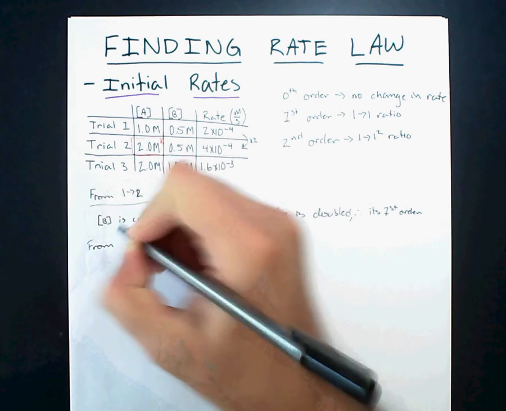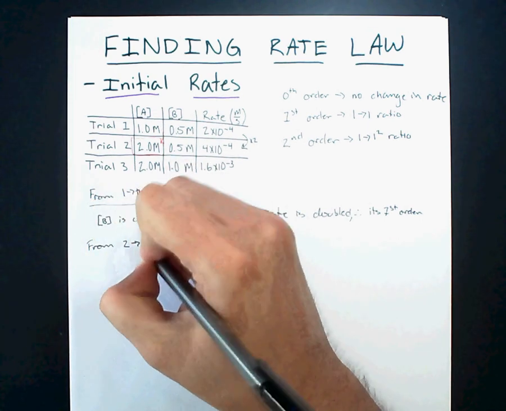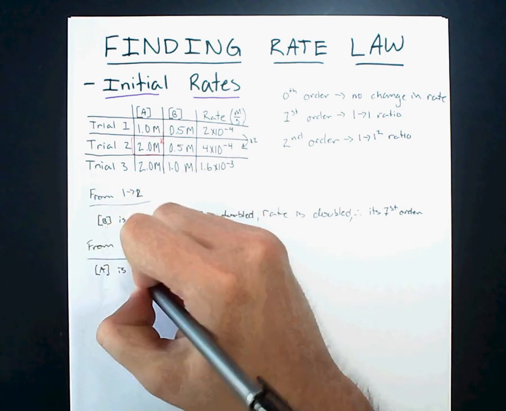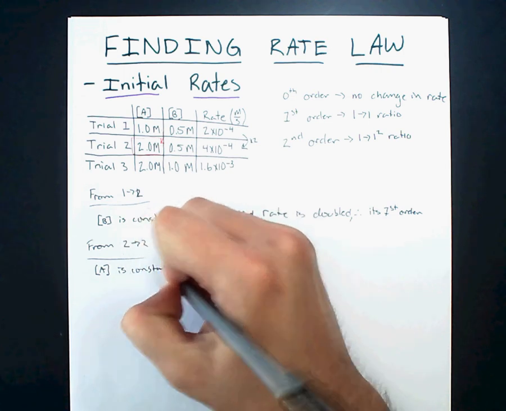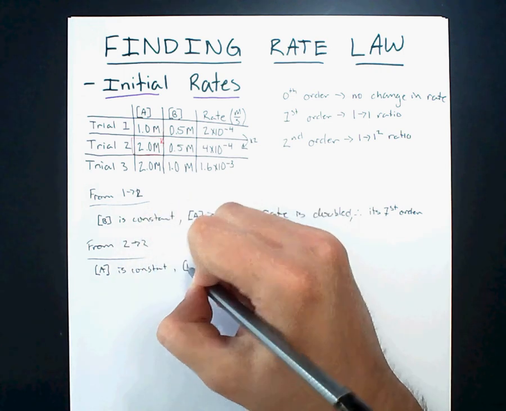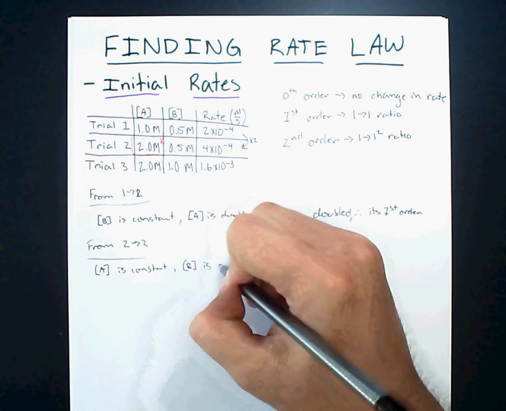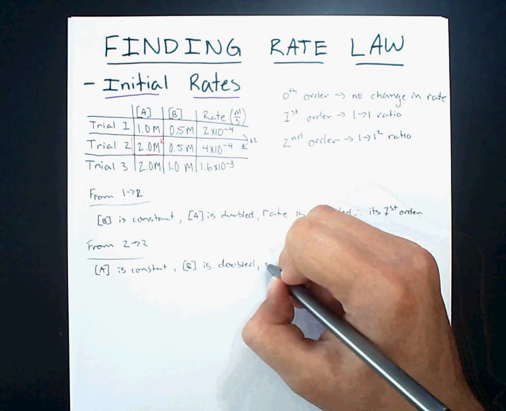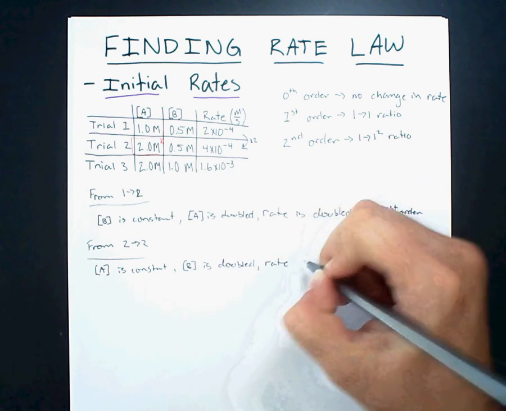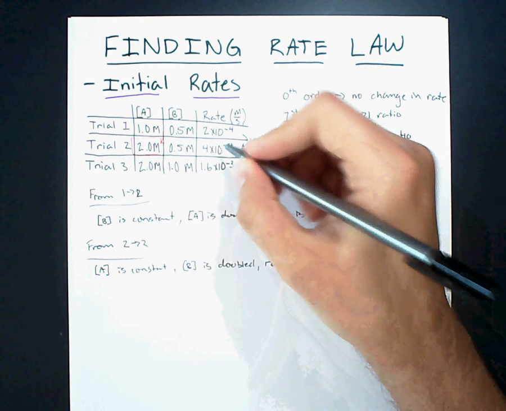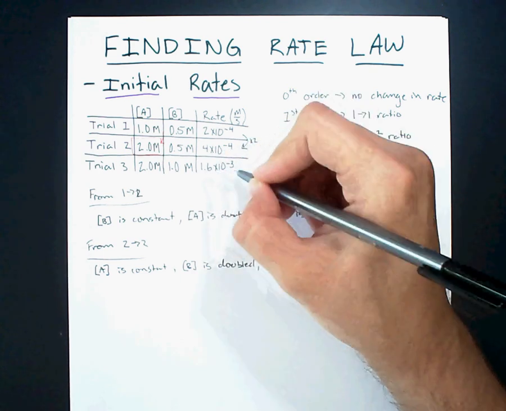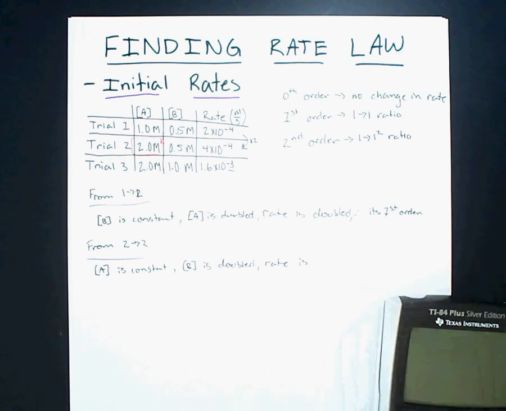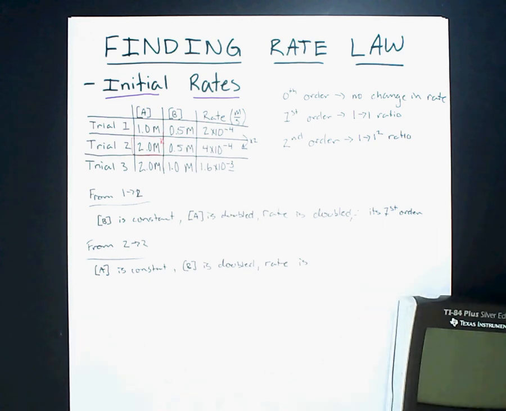So we're going to write this up just like we did the last one. So from 2 to 3, concentration of A is constant. Concentration of B is doubled. Rate is what? We go from 4 times 10 to the negative fourth to 1.6 times 10 to the negative third. Now, I know that it goes up by a factor of 4. That's because I'm good at that scientific notation thing.